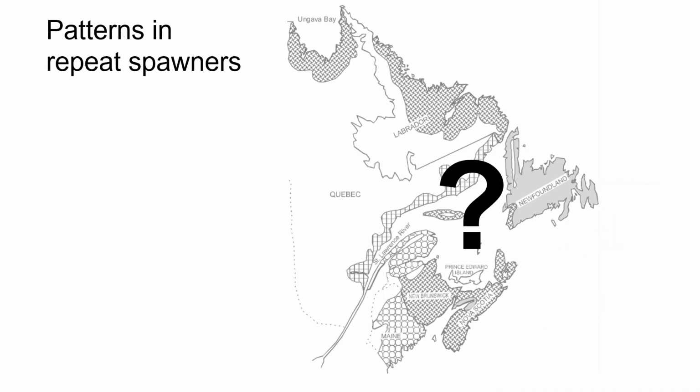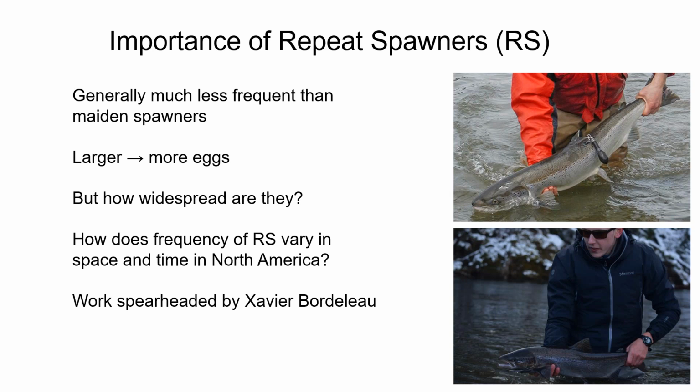So now I'm going to talk about patterns in repeat spawners. We don't know much about this, but fortunately, my colleague Xavier Bordelot spearheaded this work, and he was interested in knowing what were the spatial and temporal patterns in the incidence of repeat spawning, or iteroparity. And he thought this could be important because repeat spawners are on average larger fish, which might mean they produce more eggs, and they could have an important contribution to the egg production for a given population. So this work was spearheaded by Xavier, and I find it really interesting, and I collaborate in this, so I'm going to talk about it a little bit.